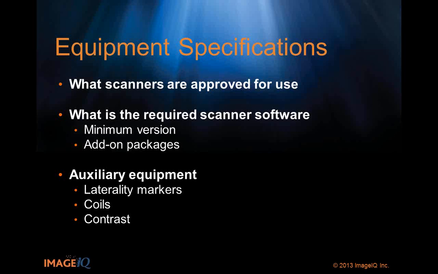And also any auxiliary equipment that you might need, so specialized coils for MR, whether you're going to use contrast, any markers for laterality or for magnification. Those are also important, and you have to understand that you'll need those up front. Right, because if you're missing those, I mean, just something as simple as a magnification marker for an X-ray, right?